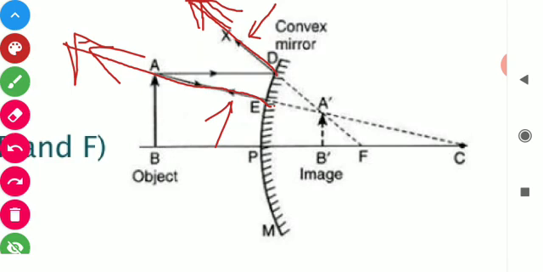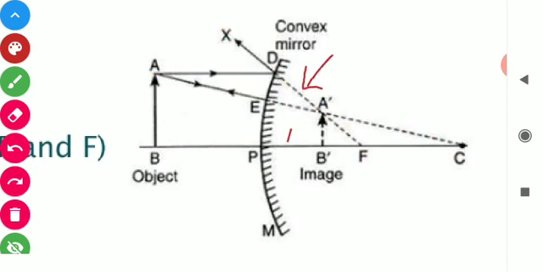So in such cases we have to backtrack the rays of light. So we will backtrack both the reflected rays. In this manner we backtrack this line and we backtrack this line. These dotted lines are showing the backtracking of the reflected rays of light. So students, we backtrack this line and this line.